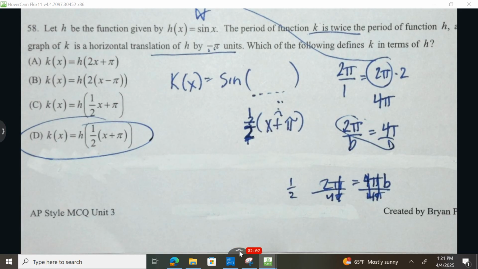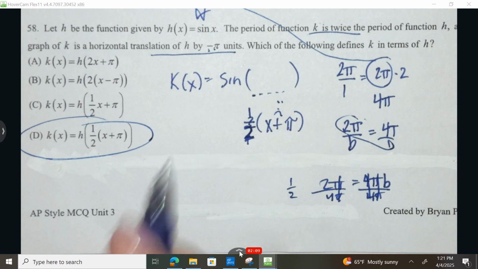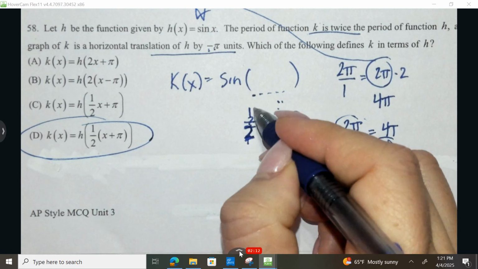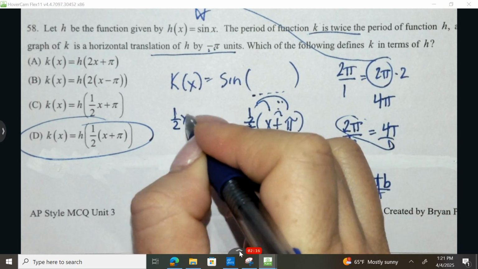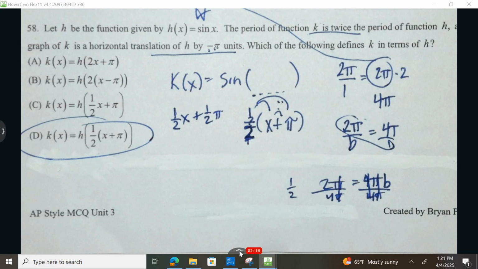That's right here. Now you may be saying, like, but why isn't C right? Now, these would be equivalent if they had distributed and they would put 1/2 x plus 1/2 pi. And it would have been equivalent then, but they didn't do that, right? They're just trying to see if you're paying close attention to details. Correct answer is D.